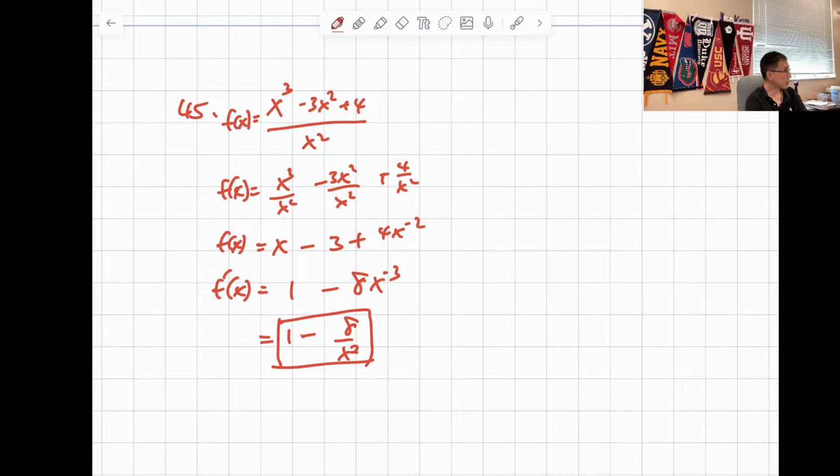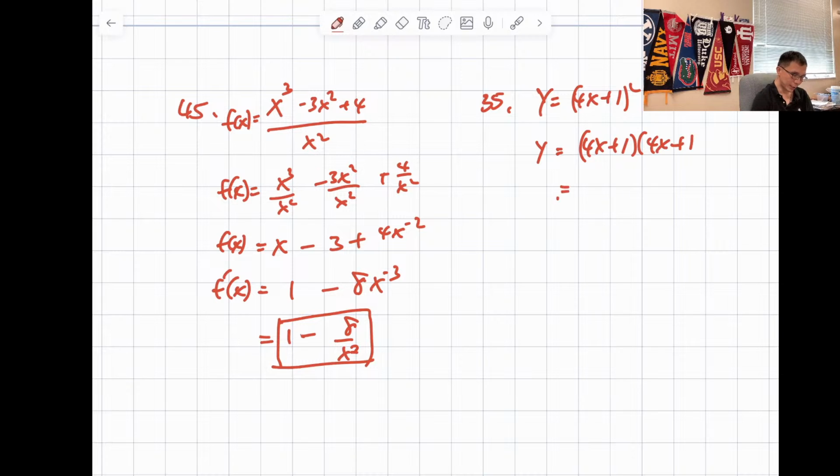Yes? 39. What does 35 say? Y equals (4x plus 1) squared. Y equal to (4x plus 1) squared? Yeah, that's a good question because all you've got to do is algebra. So (4x plus 1) times (4x plus 1), and that's equal to 16x squared plus 8x plus 1. And that's y. But now I can take a derivative.